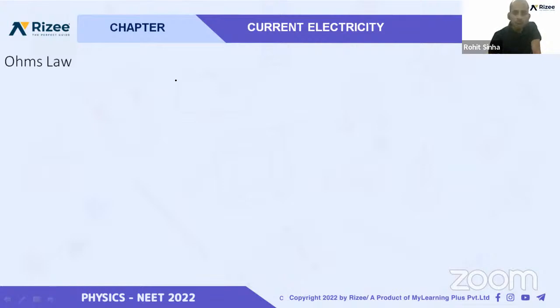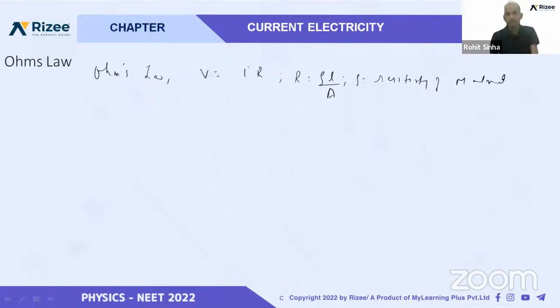Now let us see Ohm's law. You can write here Ohm's law. Do you know Ohm's law? V is equal to IR, and we can also write like this: R is equal to rho L by A. And you know this rho. What is this rho? This is resistivity of material.